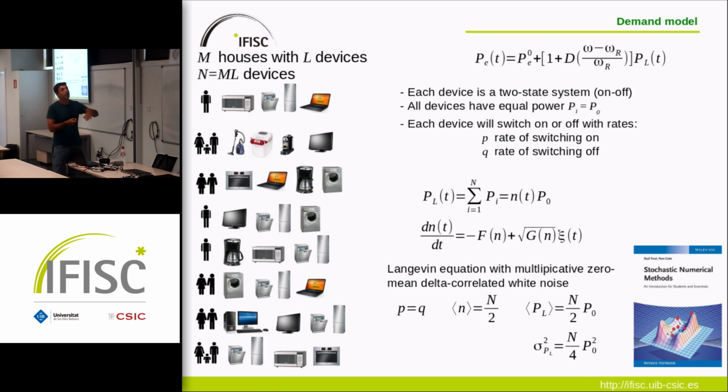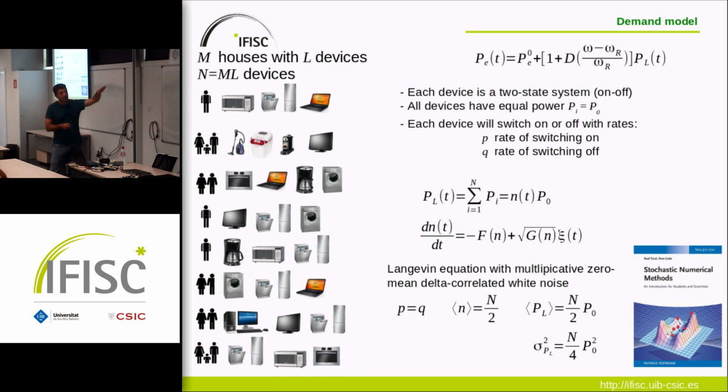You have a number of devices. In principle, you can divide them in houses or in groups, but you have M groups with N devices. And each device has two states, on or off. You could put different powers, but it's 0 or P0, on or off. We put all devices with the same power. You could also put some diversity in the devices, but we put all the same.